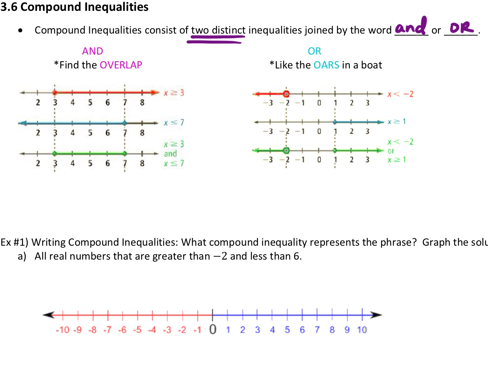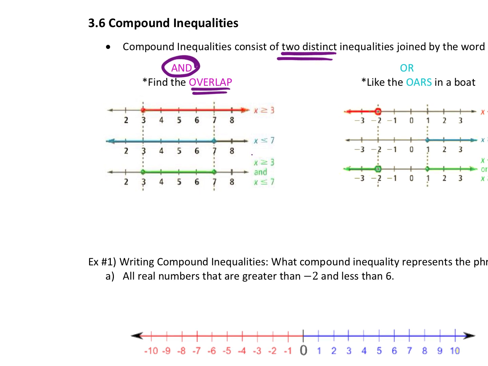So here's basically how I think of it. When it is an and problem, you are looking for the overlap of your two inequalities. So take a look at this one. If I said x is greater than or equal to 3 and x is less than or equal to 7, both of those things have to be true. So x has to be greater than or equal to 3. That's the red. X has to be less than or equal to 7. That's the blue. I'm looking for where do those two graphs overlap each other? And the overlap is this green graph down below here. Okay, so when it's an and problem, think overlap. Where do they meet? Where do they intersect? Where do they overlap? Okay.